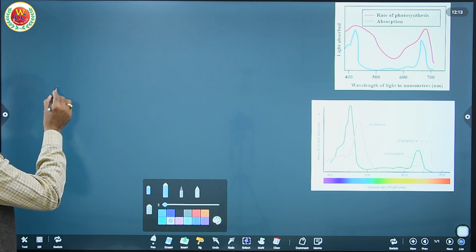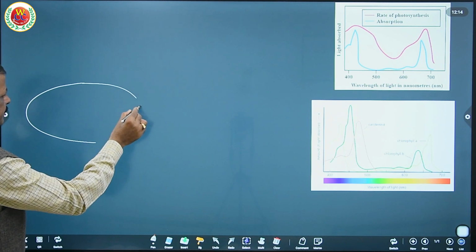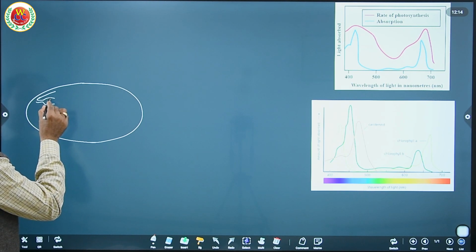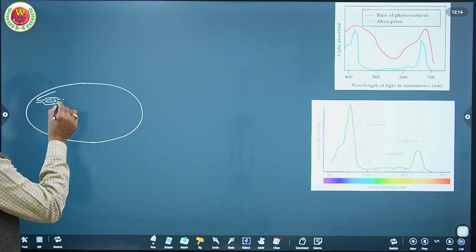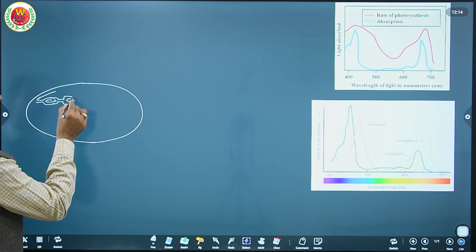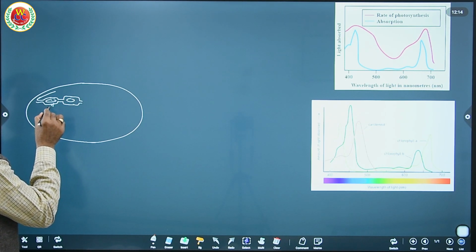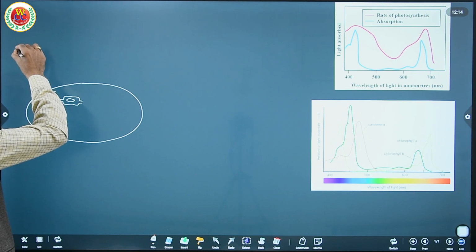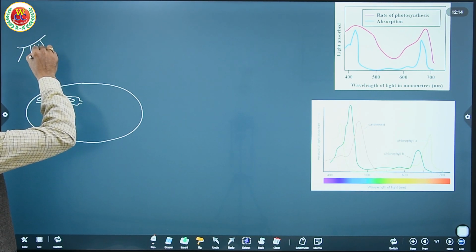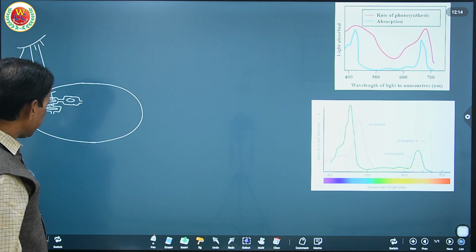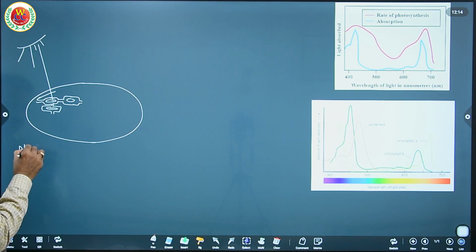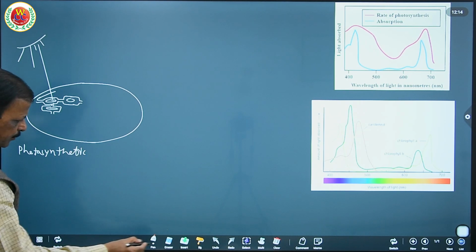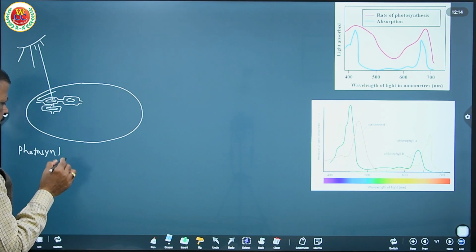So to understand that, this is a chloroplast having grana structure. For example, I draw only 2-3 grana. Here, this is again interconnected, and like this. Light is absorbed in the form of photon into this grana, where the photosynthetic pigments are located.